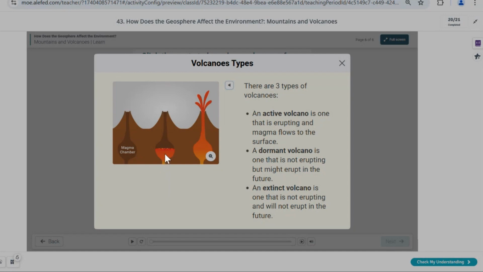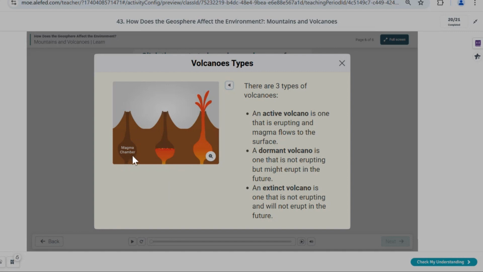This one is dormant. Dormant means sleeping. Maybe in 10,000 years it will push and explode, but for now it is sleeping. It's called a dormant volcano. And this one is dead, extinct. Extinct means dead, finished, will never make anything.